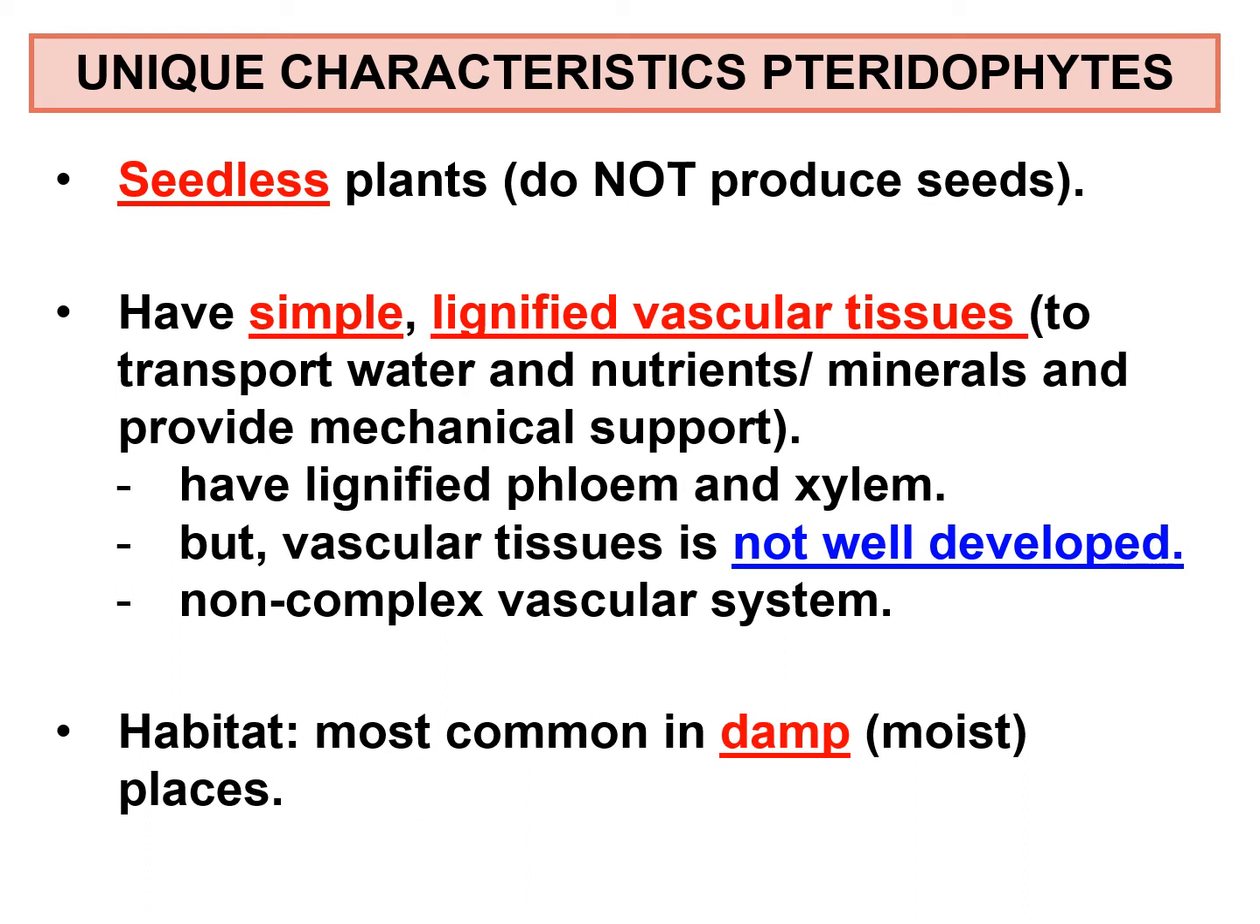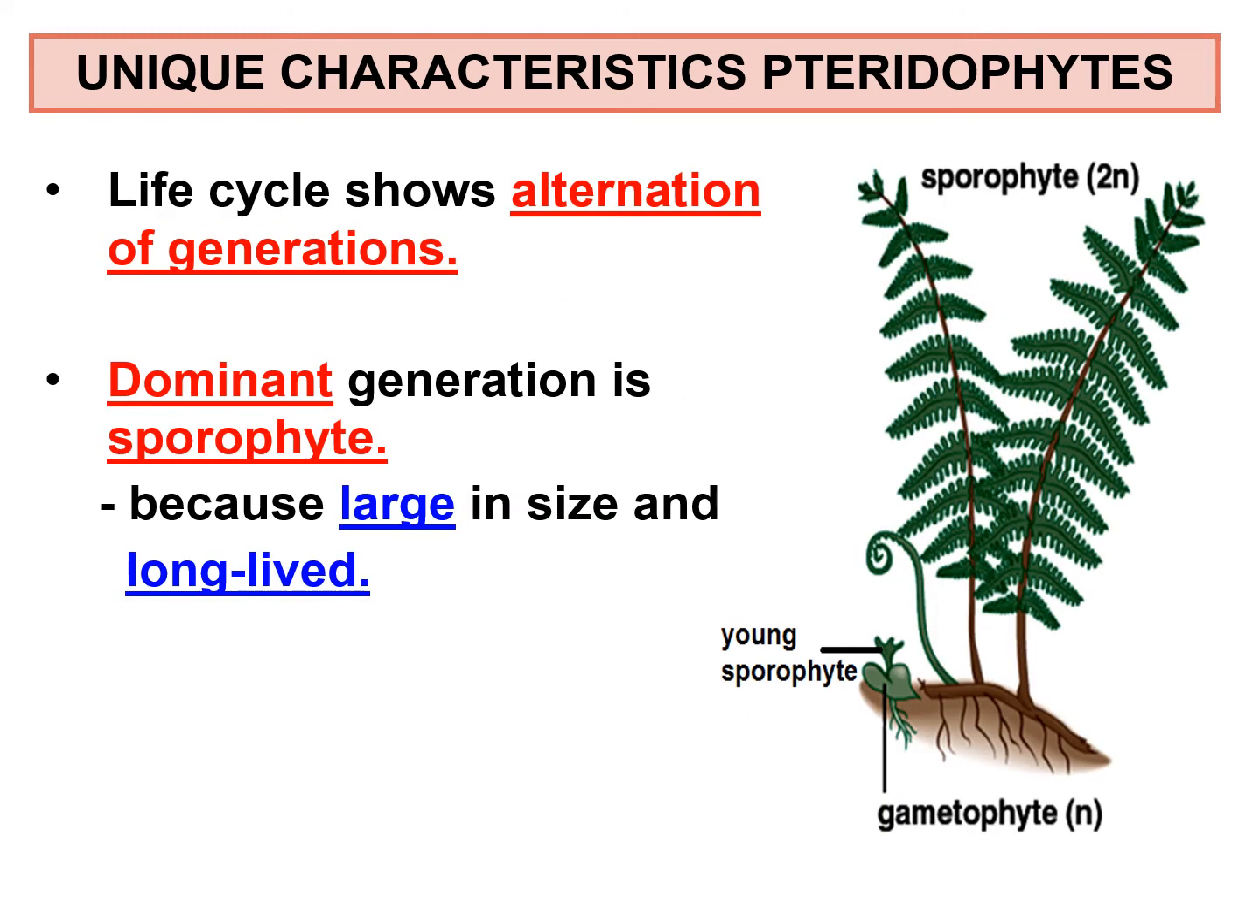So they have lignified phloem and xylem. Sebab tu dia kukuh. That's why they can provide mechanical support. But the vascular tissue is not well developed. So the vascular system is considered as non-complex vascular system. Most common habitat of pteridophytes are in damp places, moist places.